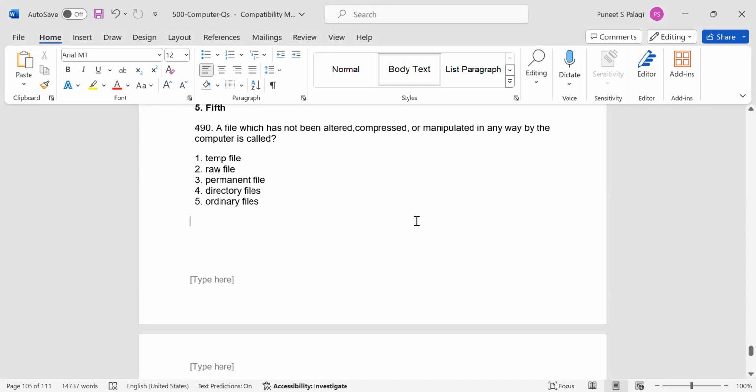A file which has not been altered, compressed, or manipulated in any way by the computer is called temp file, raw file, permanent file, directory file, ordinary files. It is raw file.